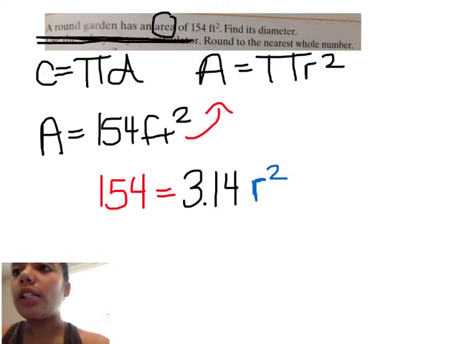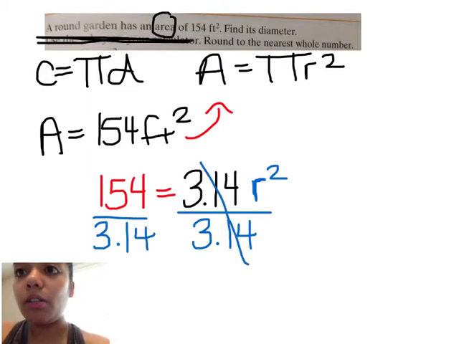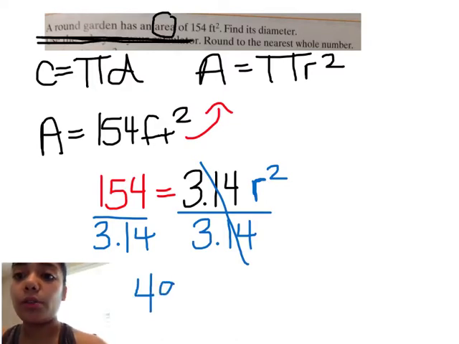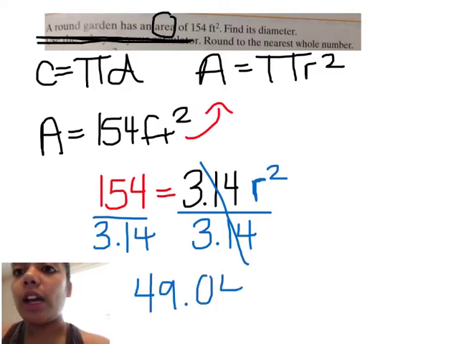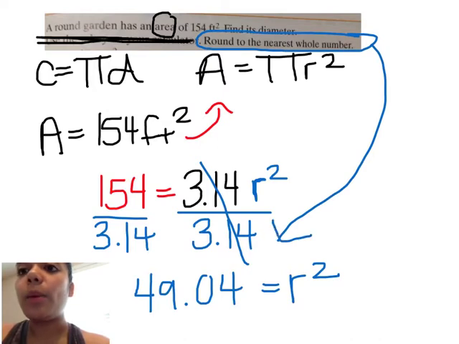So a round garden has an area, and I know I'm looking for area. I know my two equations for a circle. My first one is circumference equals pi times diameter. And my other one, and this is the one I'm looking for, is area equals pi r squared. So you need to know those two equations. I know my area, so my area equals 154 square feet.